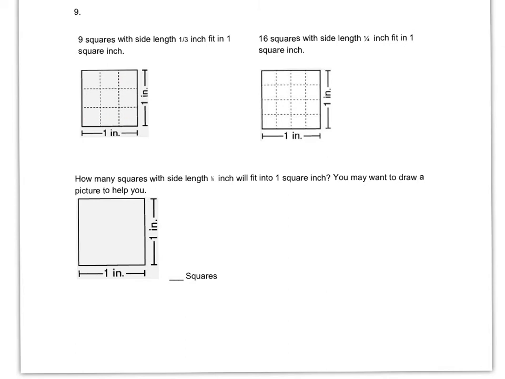So now let's look at the question here that they're asking us to solve. How many squares with side length 1/5 inches will fit in a 1 square inch? You may draw a picture to help. So we look at our denominator as 5. So I need to split this square into 5 equal pieces as best as I can. So 5s are always a little tricky, so I map it out first. Here's 2, 3, 4, 5.